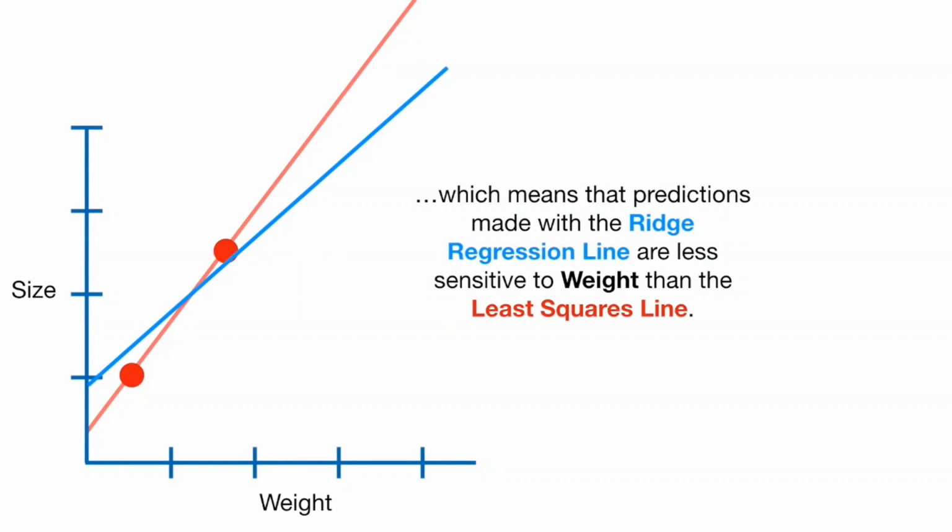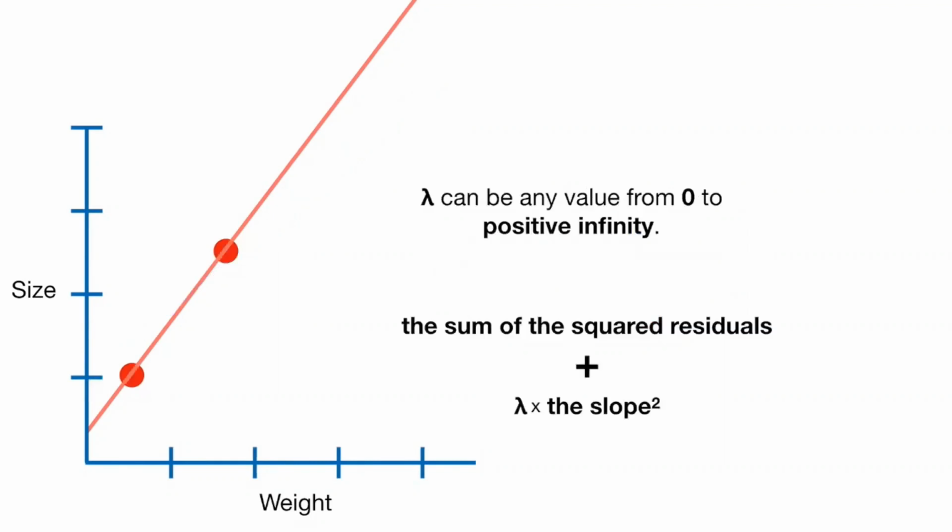So this eventually means that ridge regression lines are less sensitive to weight than a least square line. Okay, so we have made the data set less sensitive to any sort of bias which is introduced, which will eventually lead to less variance in the data. Now lambda can be any value from 0 to positive infinity, right?